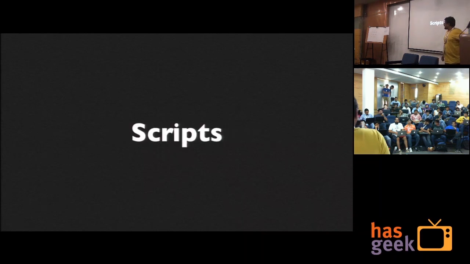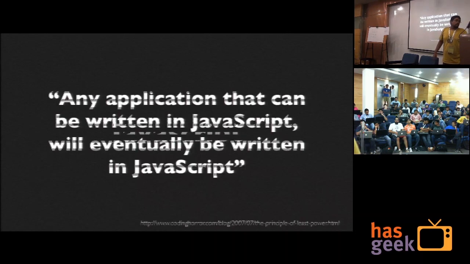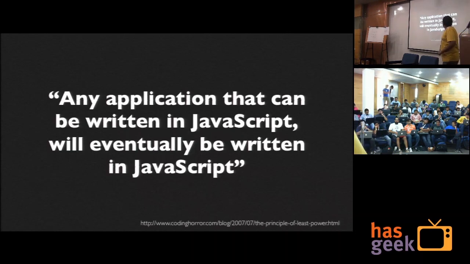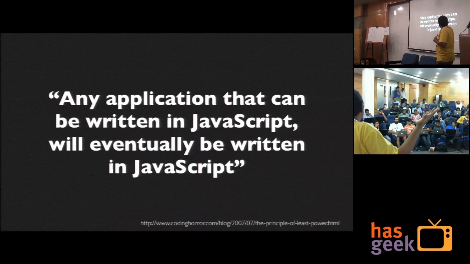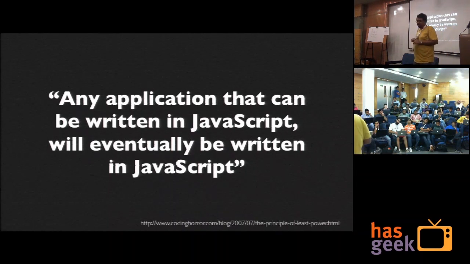So we are doing behavior now. Behavior is what is enabled by JavaScript, okay? So any application that can be written in JavaScript will eventually be written in JavaScript. This is something that Jeff Atwood had said in the year 2007, okay? And he said that as a corollary to the other, the principle of least powerful device thing.